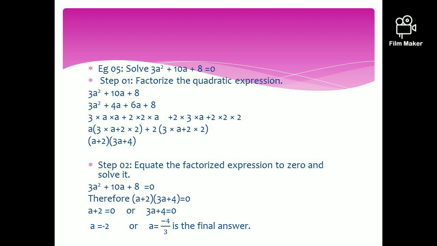Now instead of this quadratic equation 3a squared plus 10a plus 8, you can replace it with the factorized form a plus 2 into 3a plus 4 equals 0. With that you can write a plus 2 equals 0 means a equals minus 2, and 3a plus 4 equals 0 means a equals minus 4 over 3.